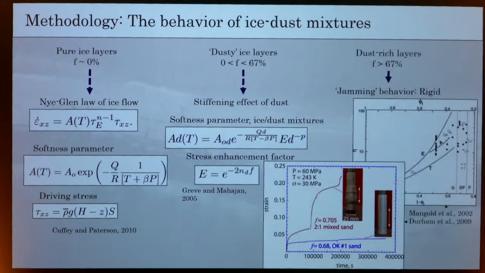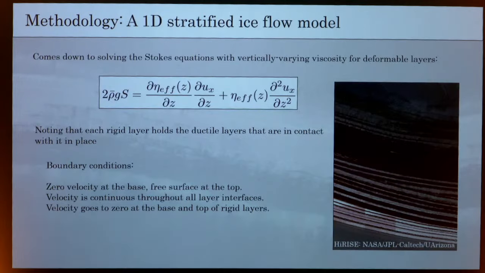At 67% dust, we have this funny jamming behavior. I'm showing here a couple of papers showing that as we move closer to 67%, you can see, for example, in the bottom left plot with strain and time, strain becomes constant with respect to time. That means that this is no longer deforming, right? So this would mean that we have these possibly rigid layers in the structure of the NPLD. So we're taking those into account.